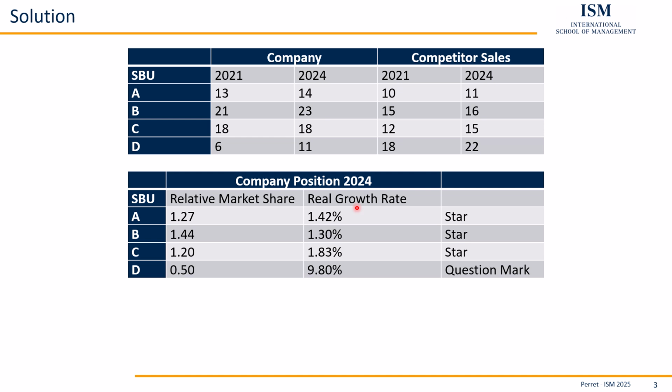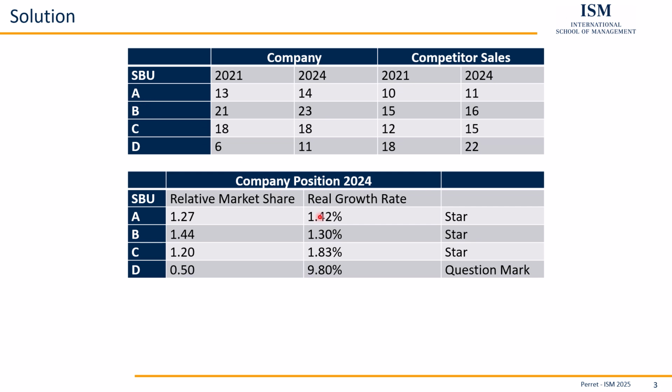For the real growth rate, we have to do a bit more work. Since it's the market growth we're talking about, we need to know the size of the market in both years. So for each year, we're going to add up the sales numbers for our company and from the competitors. So we get for 21, 13 plus 10, and for 24, 14 plus 11. So we have a market in 24 of 25, and in 21 of 23. That's for business unit A for this market segment.